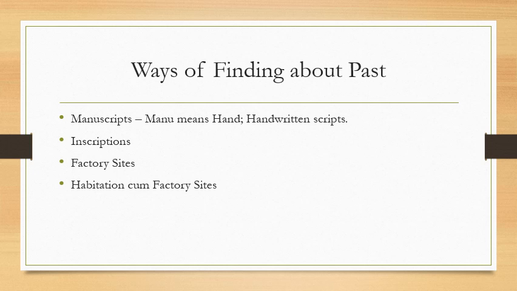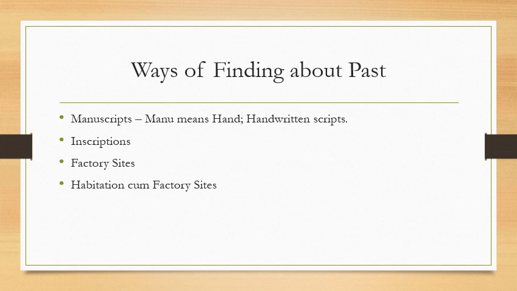Next we have ways of finding out about the past. There are various ways as have been mentioned herein. First is manuscripts. Manu means hand. So these are basically the handwritten scripts usually written on palm leaf or on the specially prepared bark of a tree known as the birch, which grows in the Himalayas. Many of these scripts were written in Sanskrit, others in Prakrit, which was known as the language of ordinary people, and then there were others in Tamil.